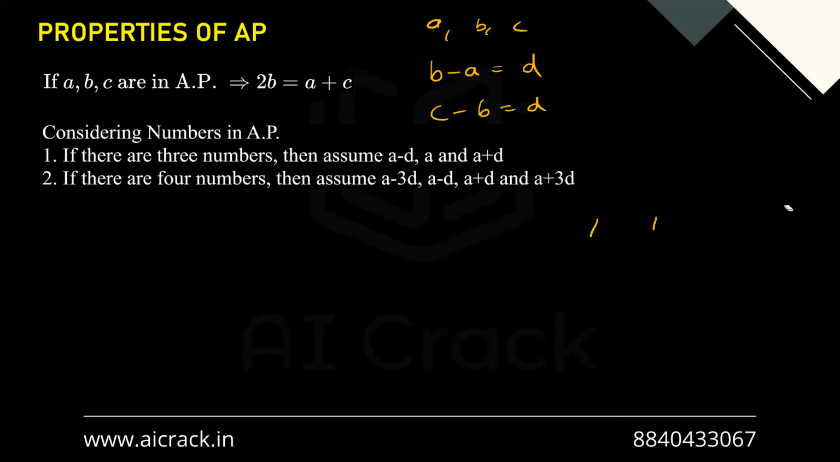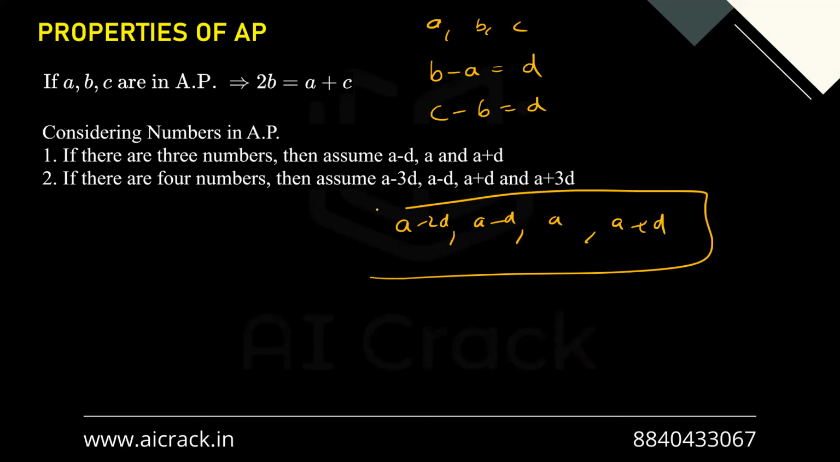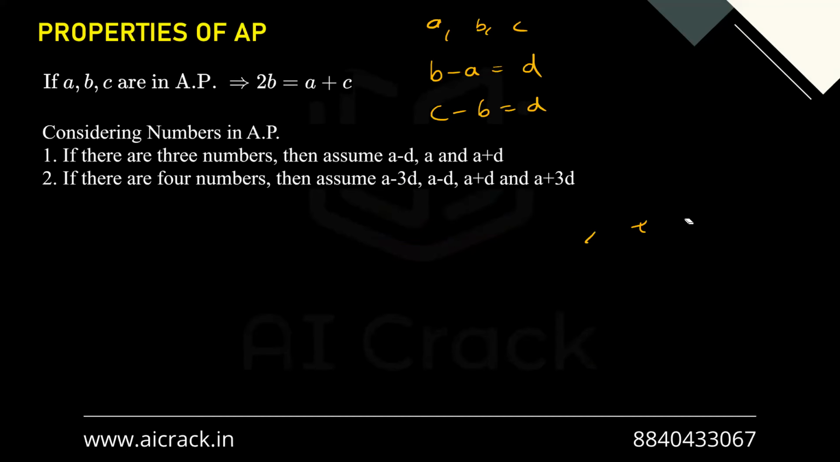Similarly, for the second point, if there are four numbers, then assume A minus 3D, A minus D, A plus D, and A plus 3D. Why not A minus 2D, A minus D, A, A plus D? In this case, there is no symmetry because if you again do the summation, D would not cancel out, right? So it won't be providing any kind of symmetrical advantage. That's why, to make it more symmetrical, we'll be using A minus 3D, A minus D, A plus D, and A plus 3D, right?